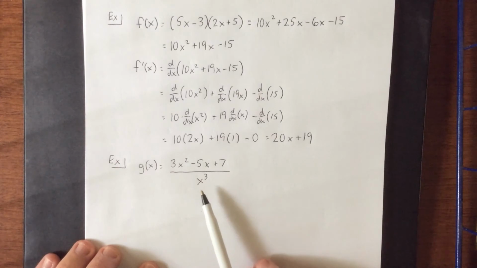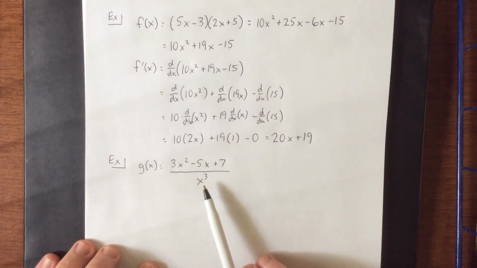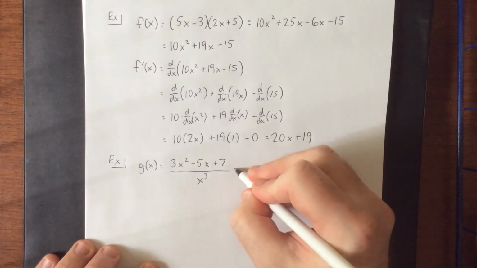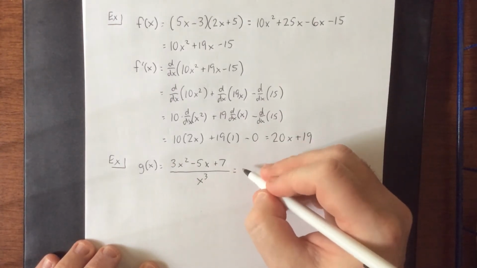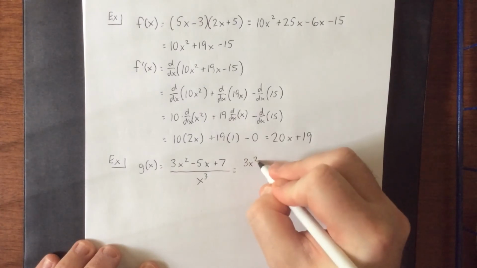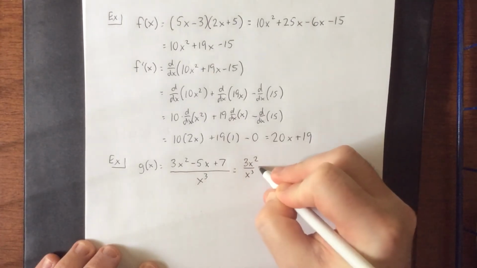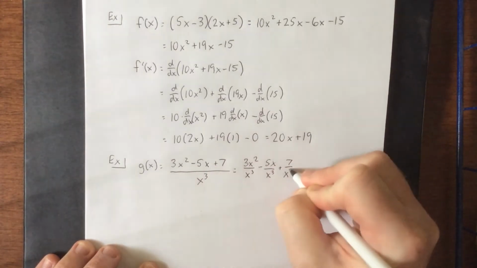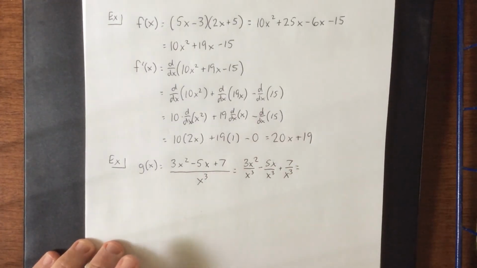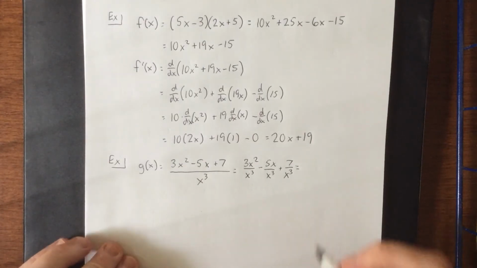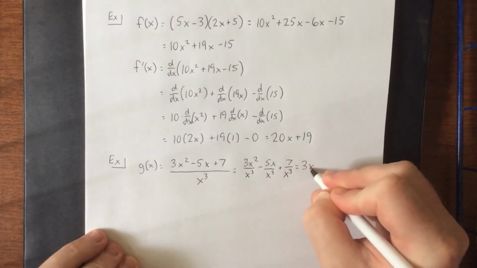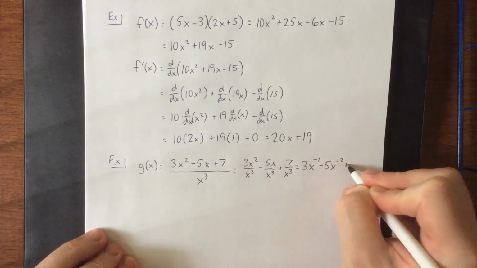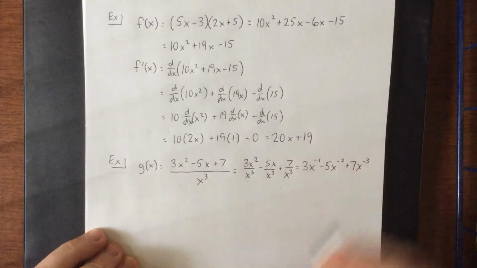So as long as this is a monomial, polynomial with only one term, we can distribute this to all three of the terms in the numerator and refer to them using negative exponents. So 3x squared divided by x cubed minus 5x divided by x cubed plus 7 divided by x cubed. Anytime you're dividing powers of x, you are subtracting the exponents, so that'll be 3x to the negative 1 power minus 5x to the negative 2 power plus 7x to the negative 3 power.